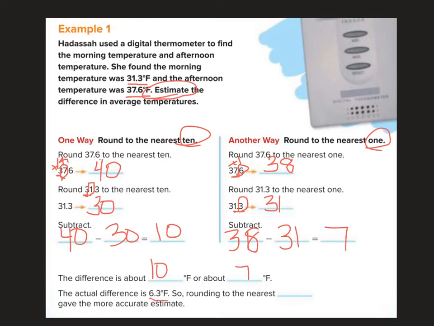The actual difference is 6 3/10. So rounding to the nearest 1 gave the more accurate estimate. And that's always going to be the case. Like if you have a number like 157, rounding to the tens place is going to be much more accurate than rounding to the hundreds place. So let's try another one.